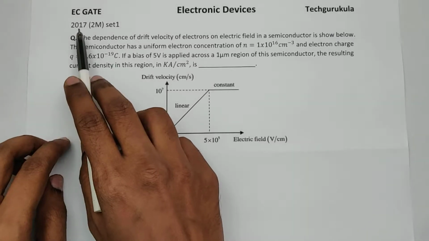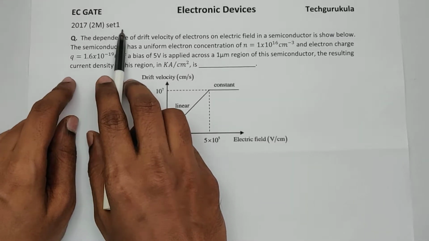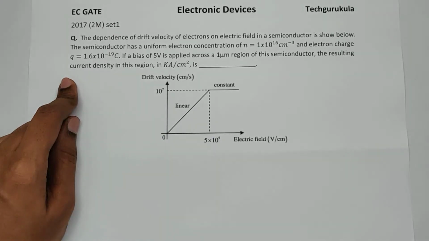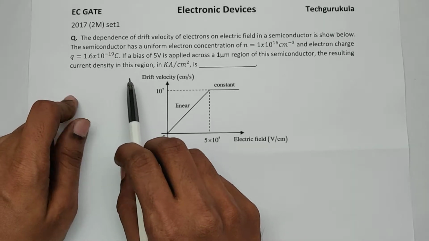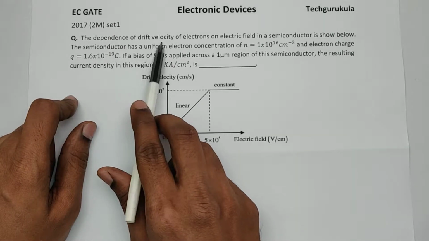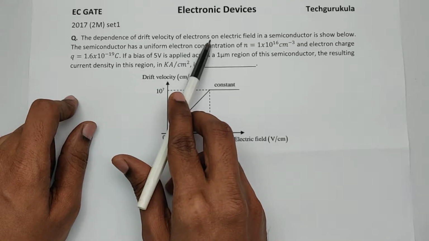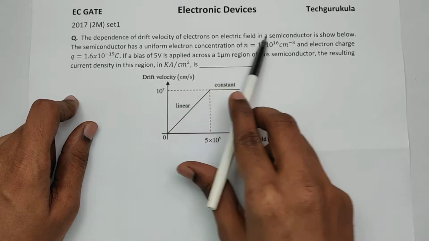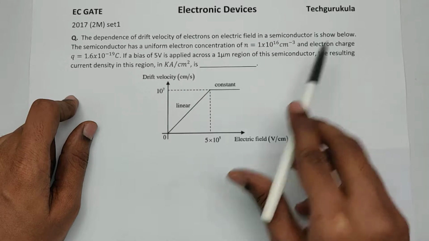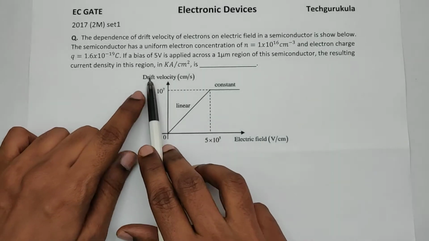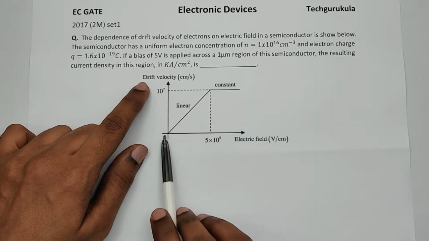This question came in 2017 for 2 marks in set 1 for Easy GATE. Let's look at the question. The dependence of drift velocity of electrons on electric field in a semiconductor is shown below. So that's the figure here. It shows the drift velocity to electric field dependence.